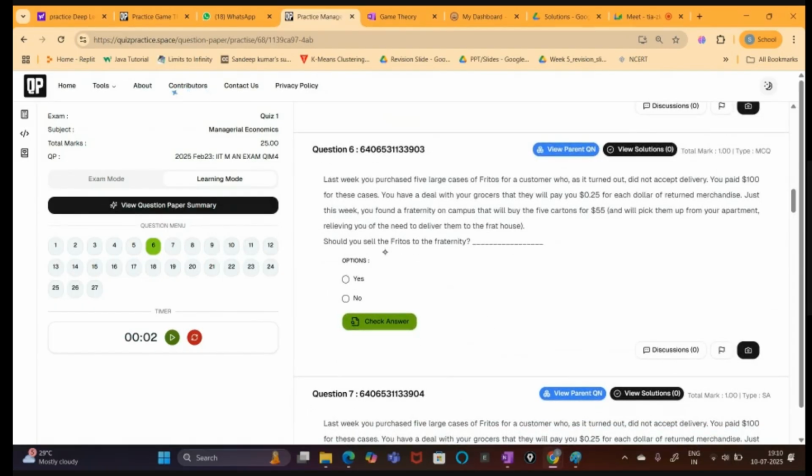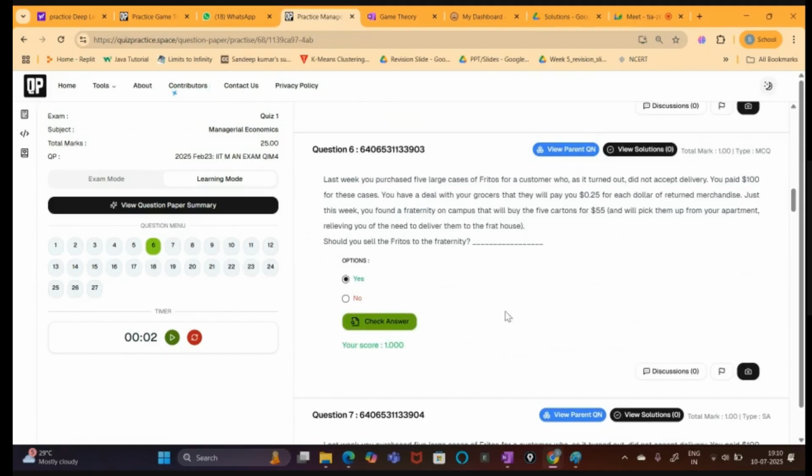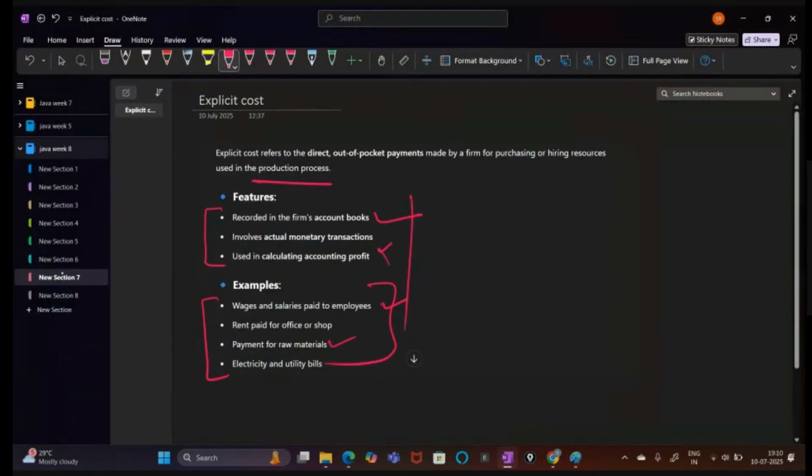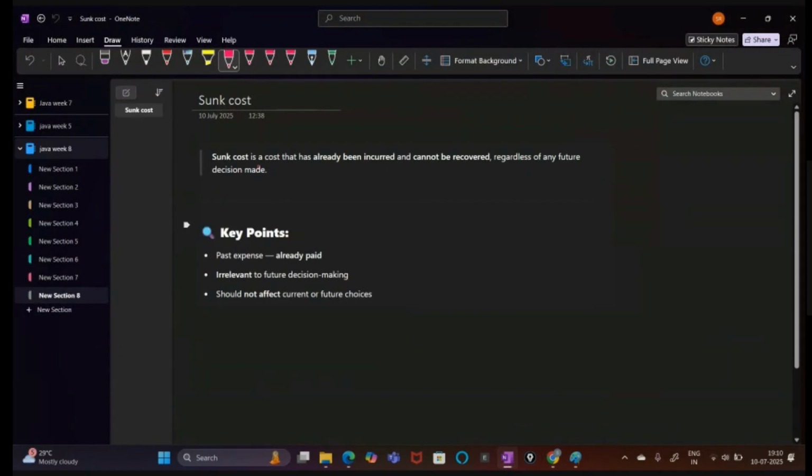And should you sell the fritters to the fraternity? Yeah, obviously, because I am getting the $25 opportunity cost. And it is also asking for your sunk cost of doing business. So let me first show the definition of sunk cost. Yeah, this one is the sunk cost definition.